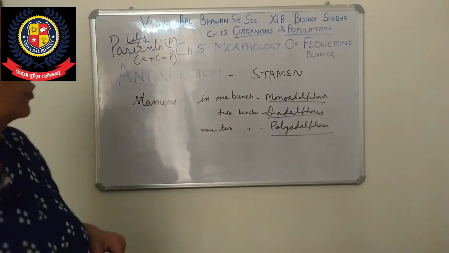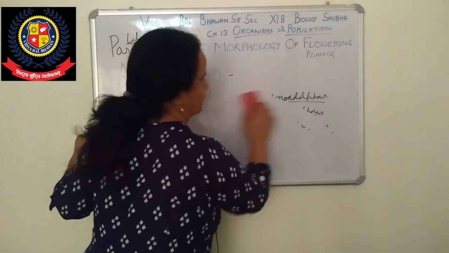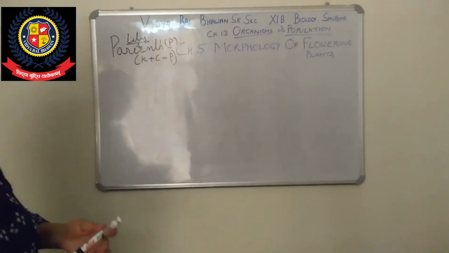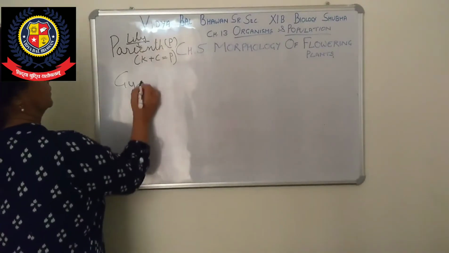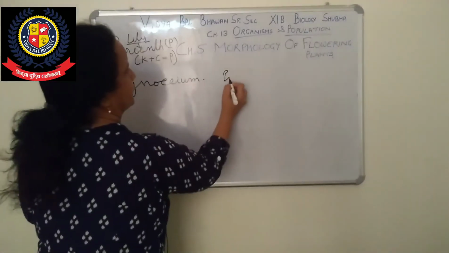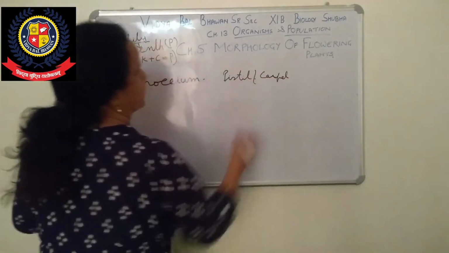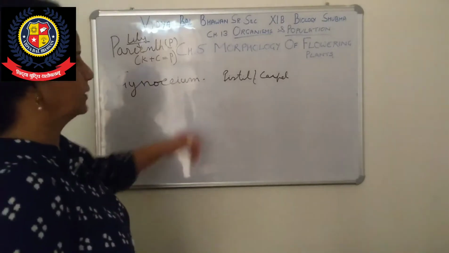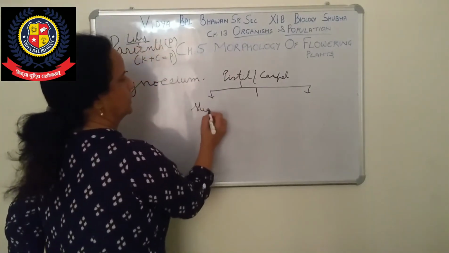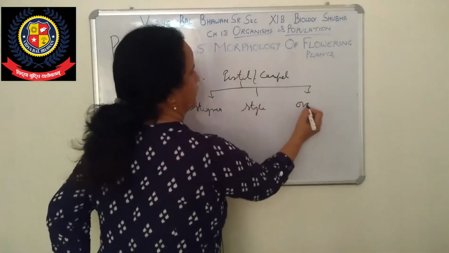Next is the gynoecium, the pistil or female reproductive organ. It is also called pistil and carpel. Yes, you have heard about the pistil or carpel. You know that the pistil has three parts: stigma, and, as you have done in 10th class, style and ovary.